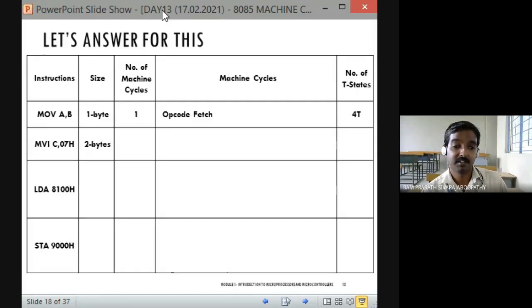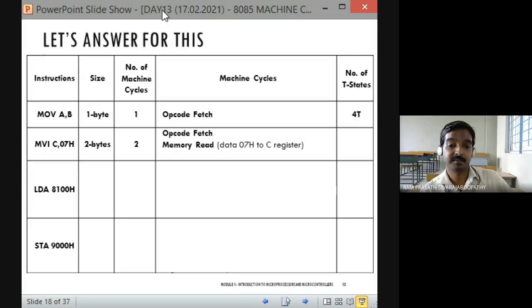How many machine cycles take place? 2 machine cycles, very good. What are the machine cycles? To read the opcode, it takes 1 machine cycle. To read the data, it takes another machine cycle. So, opcode fetch, to fetch the opcode, and memory read, data 07, to move into the C register, it takes another cycle. Fine. In total, how many T states does it take? For opcode fetch 4T, for memory read 3T, totally 7T.